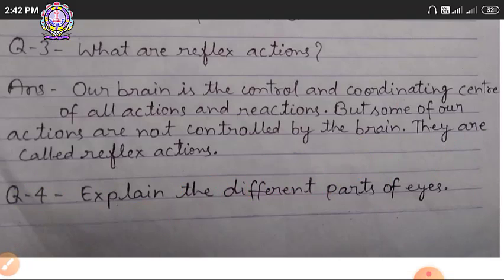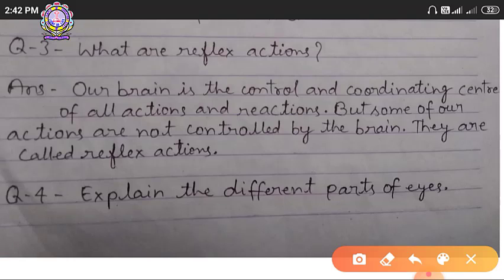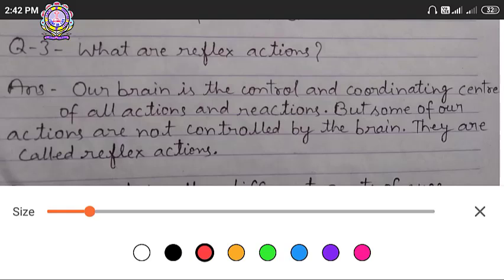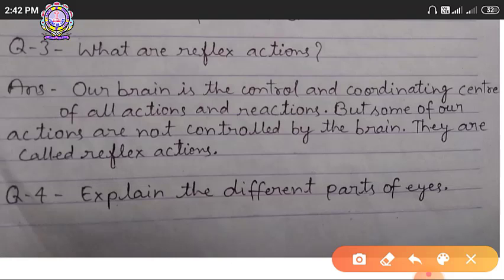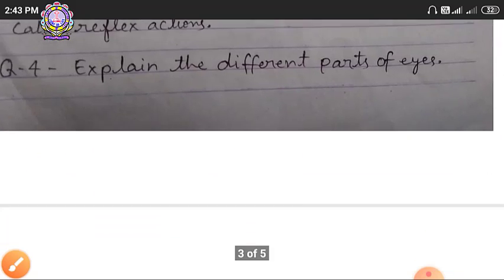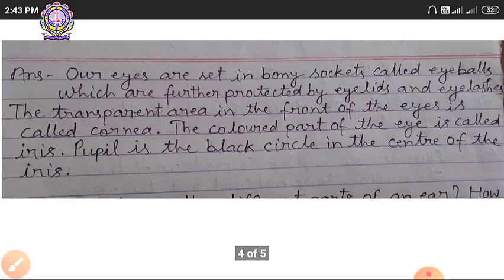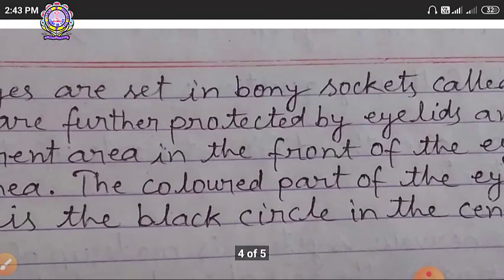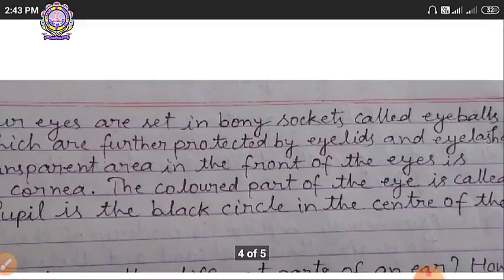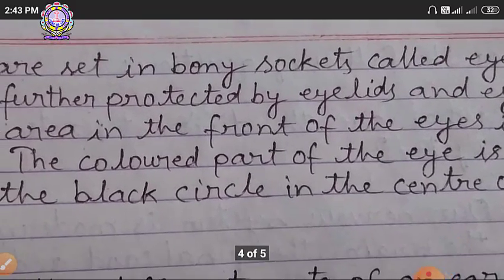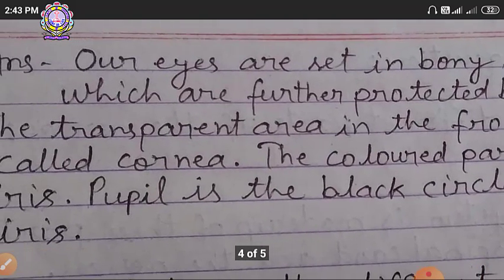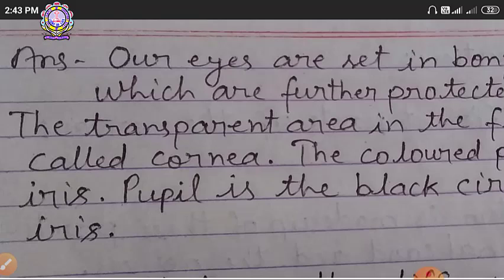Now look at the fourth question. Explain the different parts of the eyes. Okay, now look here.